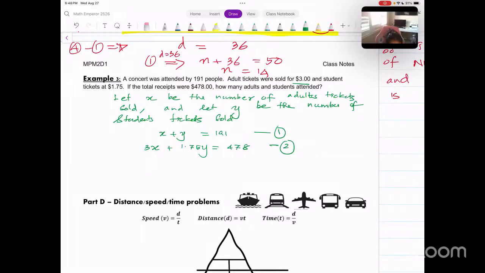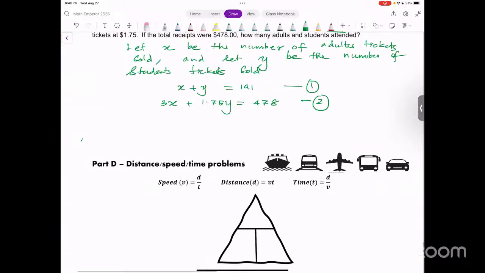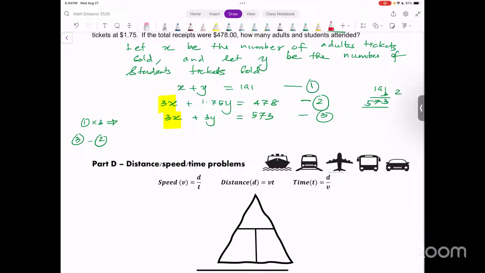Basha, how's that going? I don't know. Stuck. Okay, so every example here required a different technique. So looking at this question, I'm going to take equation number 1 times 3. So 3x, and 191 times 3 is 573. So that is my equation number 3. Now I'm going to work with 3 subtract 2, because I see I got a 3x in both places. If I subtract 2 from 3, then it's 1.75 minus 3x... so it's going to be 1.25y, and then we're going to subtract 573 from 478.